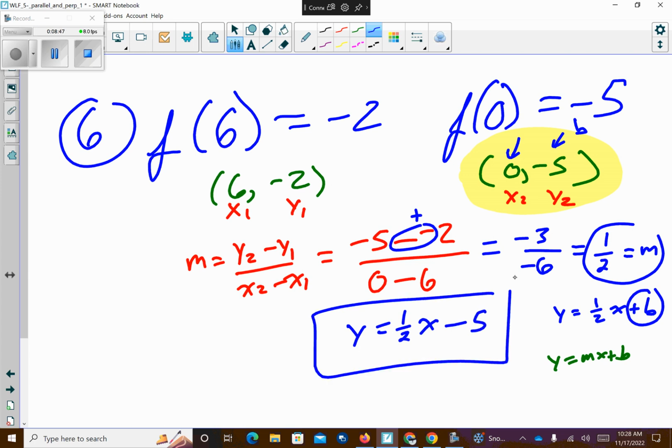Done. Why didn't I have to plug that in? Because I was able to identify I had the y-intercept. If that wasn't the y-intercept, I'd have to plug that in like on the other problem. I'd plug it into y minus y1 equals m times x minus x1.